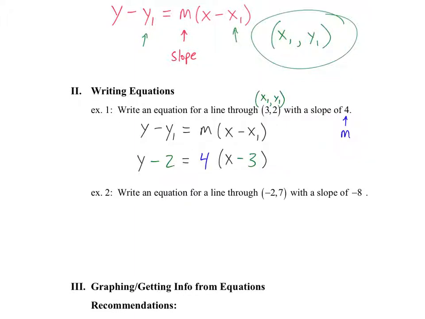That's the equation. y minus 2 equals 4 parentheses x minus 3. And you don't have to do distributive or simplify. This is a legitimate line equation, exactly how it's written, just like that. You can write that, smile, and be done.